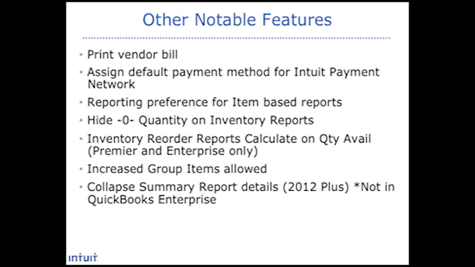So it takes into account things like that are on sales orders, that are on pending bills to try and determine how many you need to reorder. One of the cool new features is the group item, where in the past you could only have 20 items in a group. Now you can have up to 50 items in a group, and that's in Pro and above.